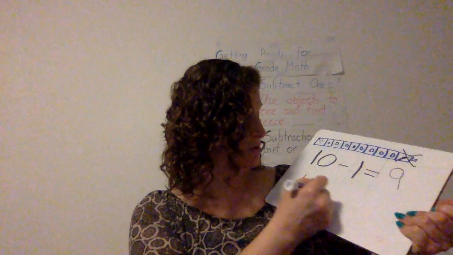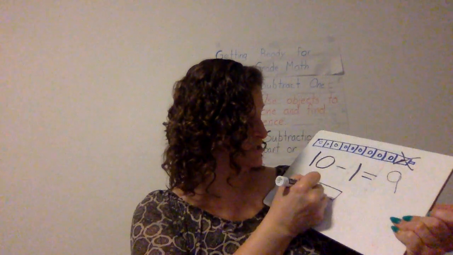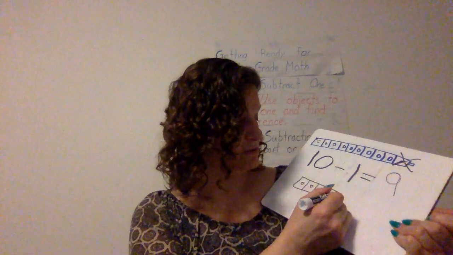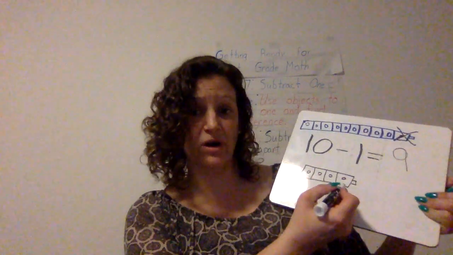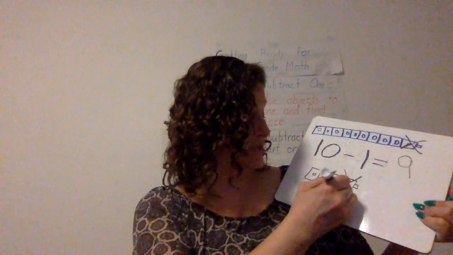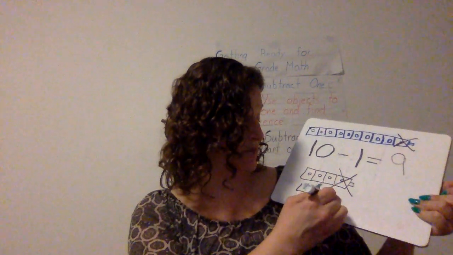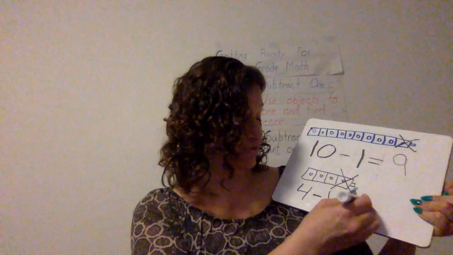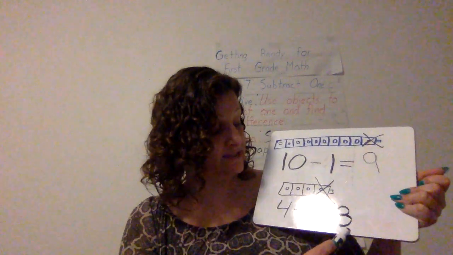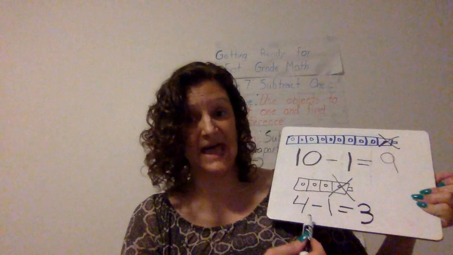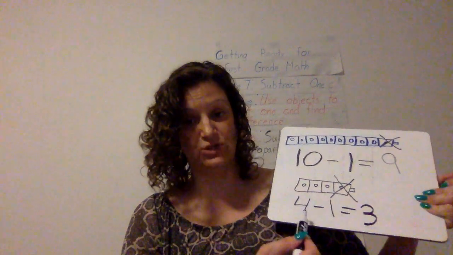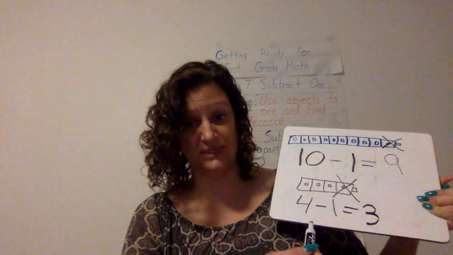So 10 minus 1 is 9. Here's another example. I'm going to draw 1, 2, 3, 4 cubes. So I'm going to write 4 because that's how many I have to start. I'm going to cross off 1 to show that I'm taking away and write minus 1. And I have 3 left. When you subtract, your answer is always less than the first number you start with. If it's not, that means you accidentally added and you need to fix your mistake.